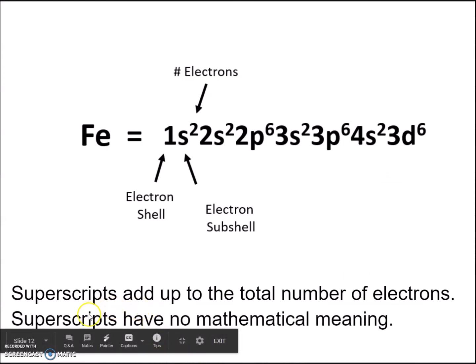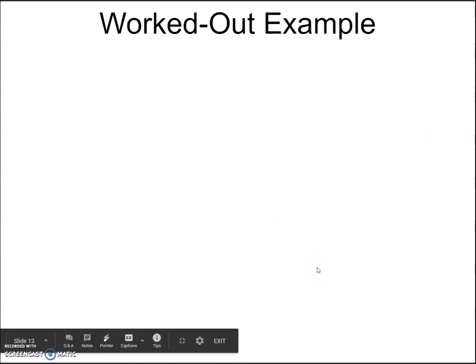And secondly, when you see superscripts in electron configurations written out, they have no mathematical meaning. They don't mean anything mathematically, no squares. It's not like we're taking p to the 6th power or anything like that.